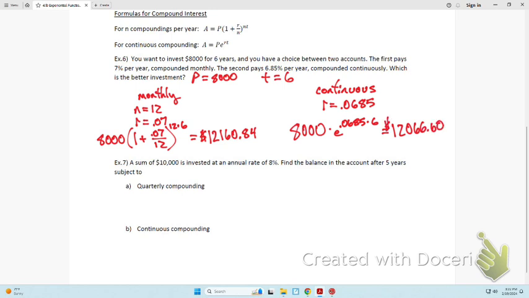All right, this is the result. This is your balance. This means you made $4,160.84. This one made $4,066.60. Monthly is better.